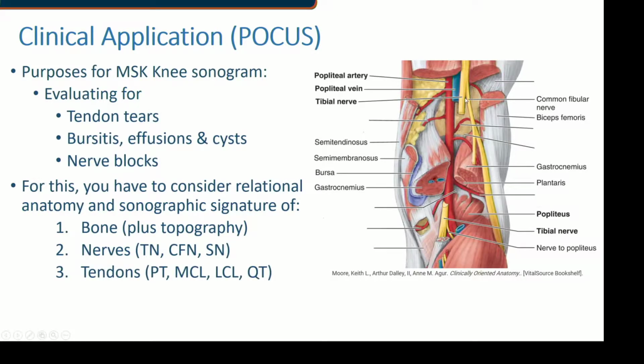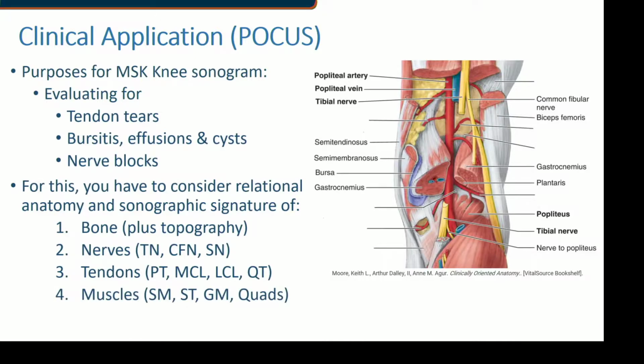With tendons, you're going to want to be able to identify the patellar tendon, which is obviously going from the patella to the tibial tuberosity, and the medial and lateral collateral ligaments, which can be very challenging depending on the age of the patient or the condition of the knee. And of course the quadriceps tendon, the front of the knee, superior to the patella.